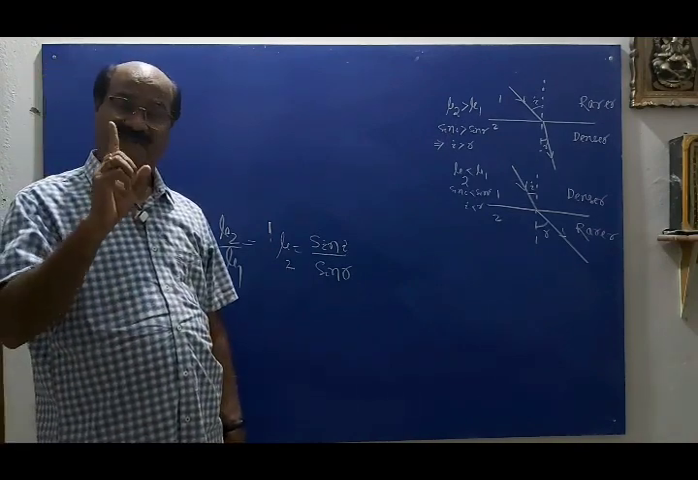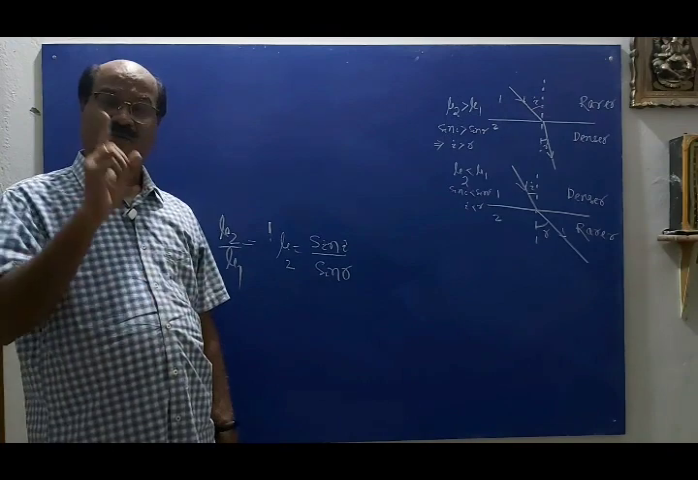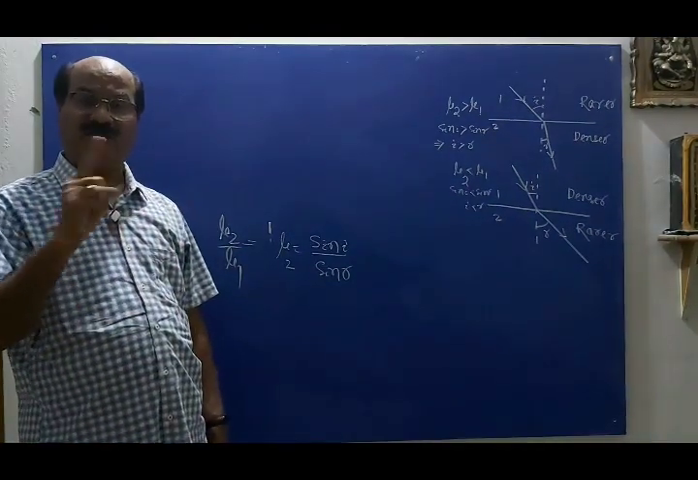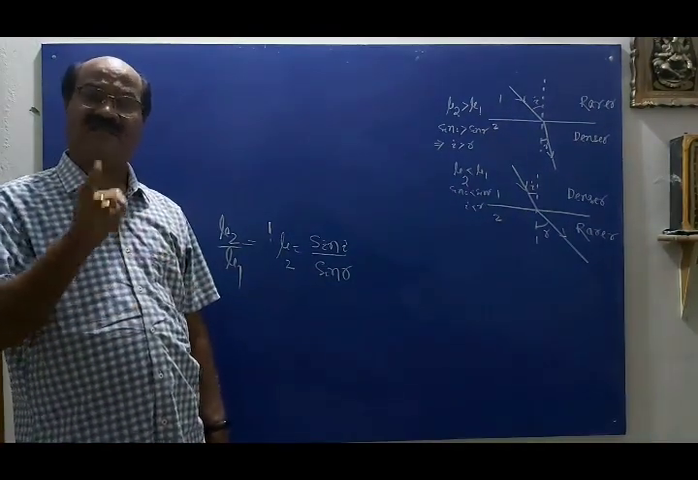There is a change in the path of light. There is no change in frequency. There is no change in phase. There is a change in velocity. There is a change in wavelength.